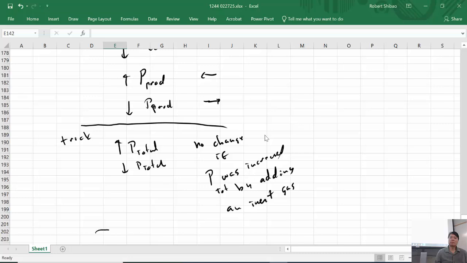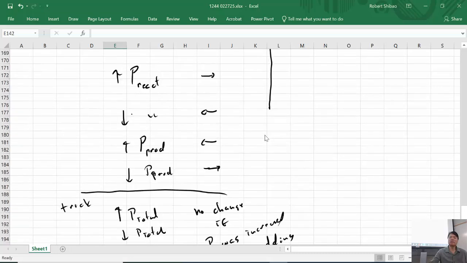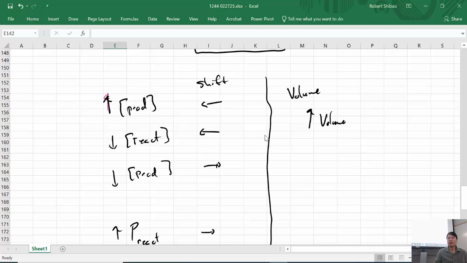But if the total pressure was changed by changing the volume, then it will have an impact. And so if we increase the volume, which decreases the total pressure of a gas, or gases, then this favors the side with more moles of gas. If we decrease the volume, we squeeze it down, then it's going to favor the side with fewer moles of gas. And so it shifts to whatever direction that is.